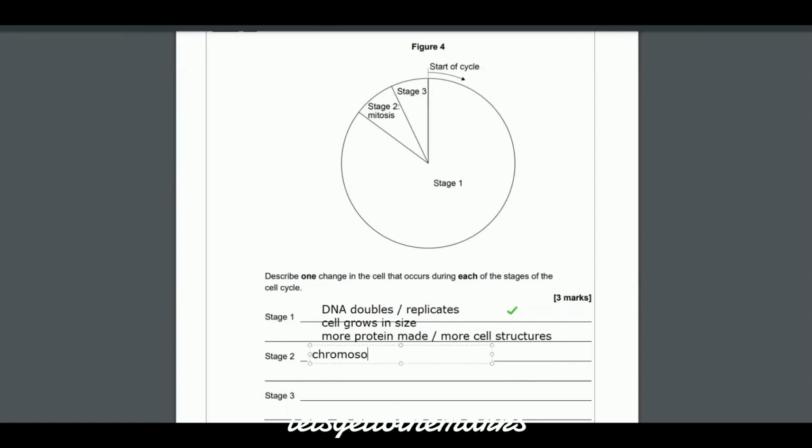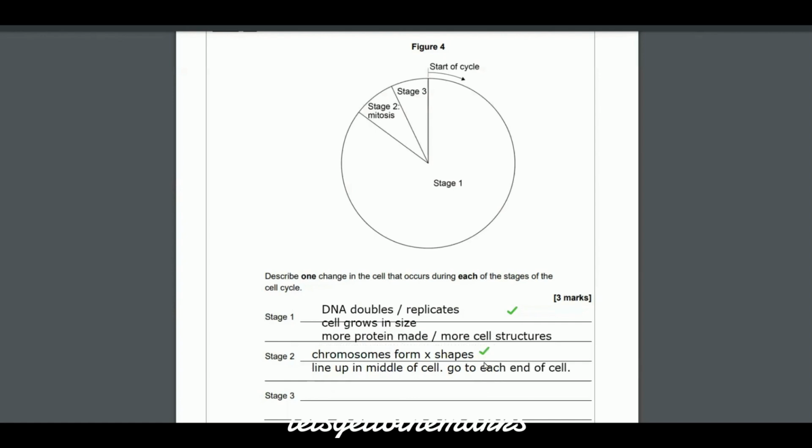So chromosomes, do you remember what shape they form? They form X shapes, line up in middle of cell, go to each end of cell. So really mitosis is all about the chromosomes. So there's a load of things they do. You only have to say one of these. I've said three things. So if you just say chromosomes form an X, that's fine.